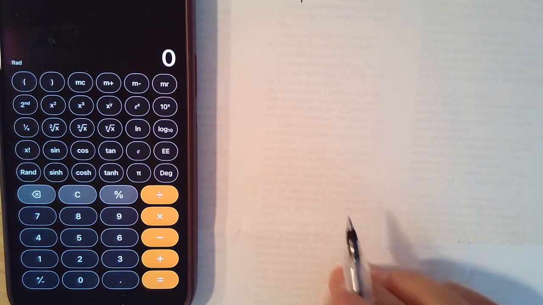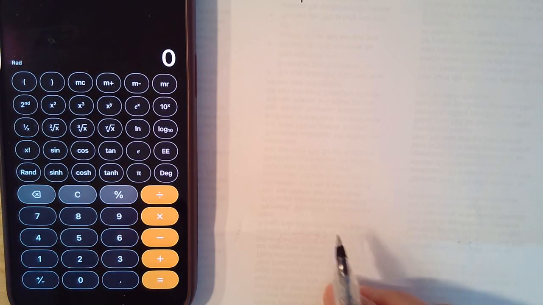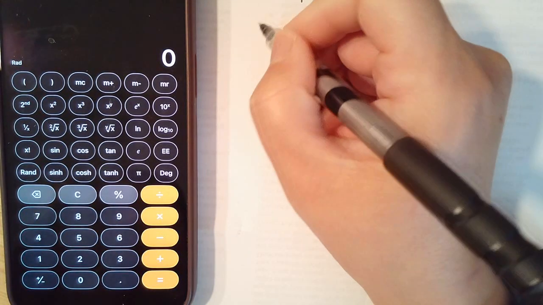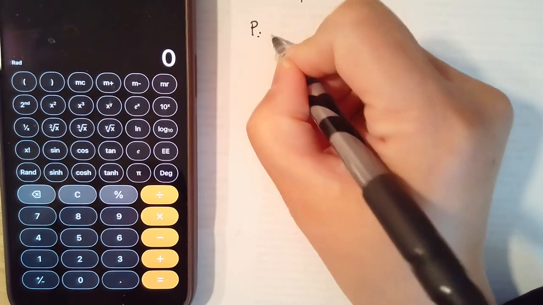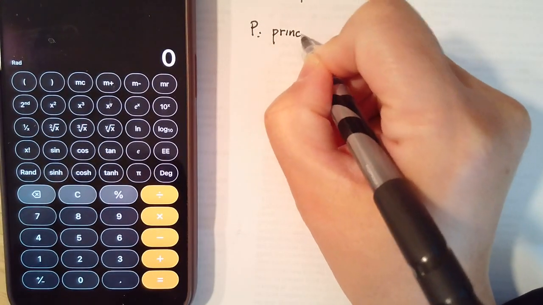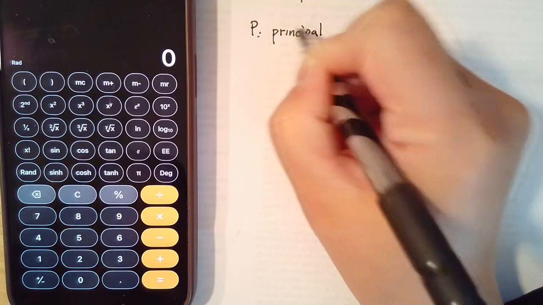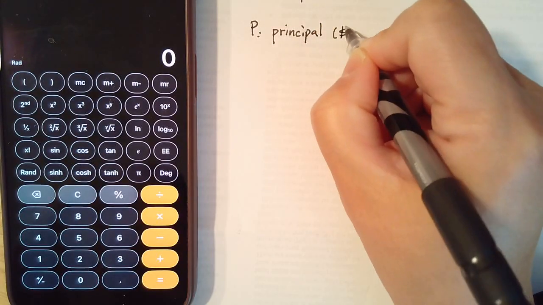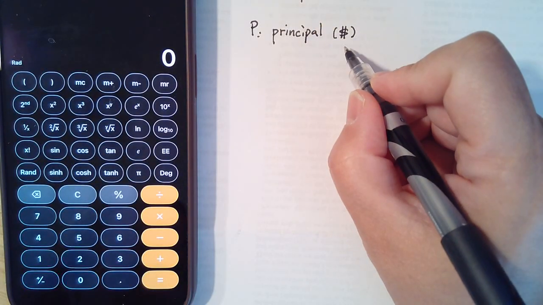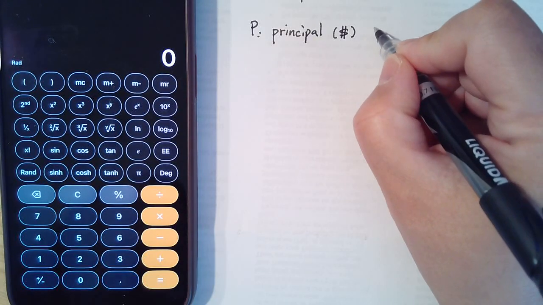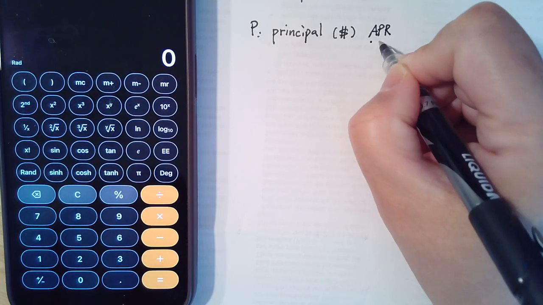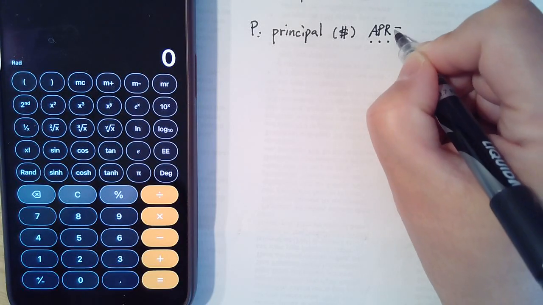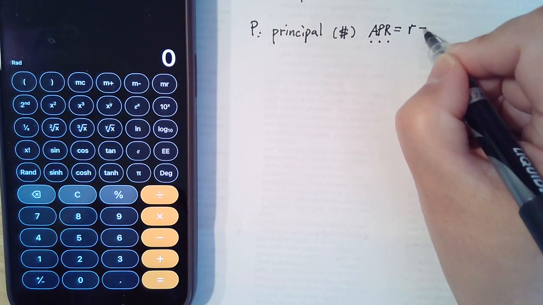So first of all, we would like to make sure that we speak the common language and we use the same letter everywhere. Okay, so P, which is the principal, and that is in dollars, and that is the money you put in the bank at the very beginning. And the second one is APR. That's the annual percent rate, or you can just simply use the letter R.